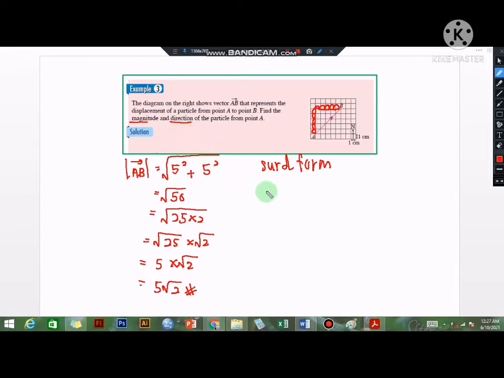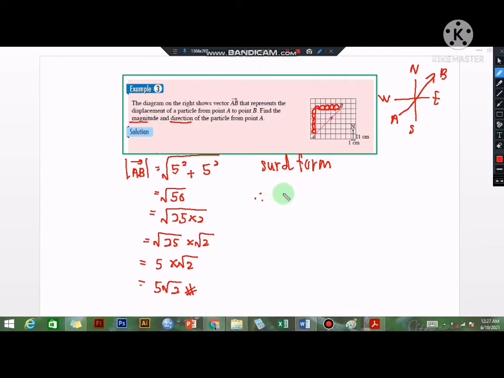Look at the direction. This one AB, the direction is to this side, right? This is north, west, south, east. AB, from A to B, so the direction is from here to here. So we know that the direction is to the northeast.